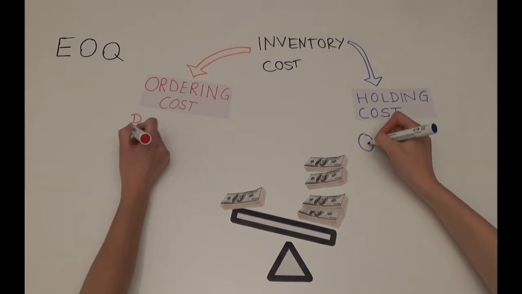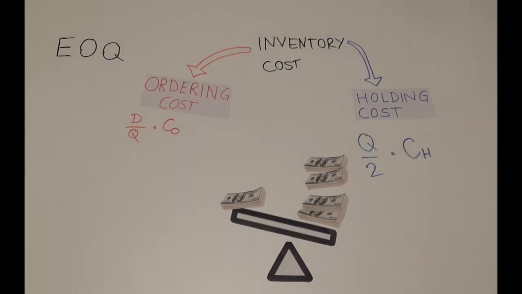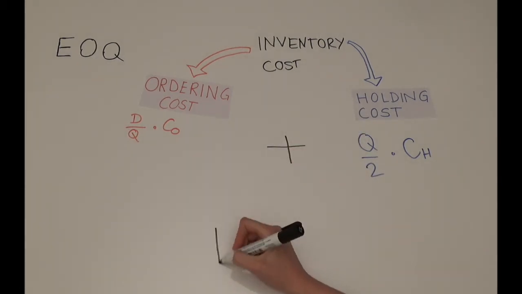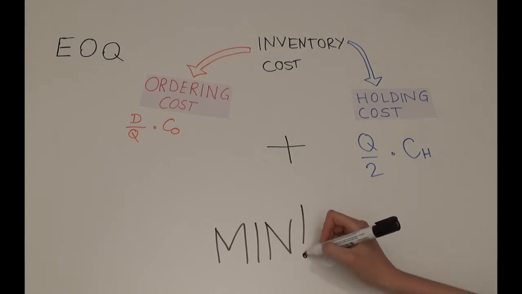The ordering costs are determined by the cost per order, CO, times the total number of orders, here presented as demand divided by the chosen order quantity Q. The holding costs are determined by the holding costs per unit per year, CH, times the average level of stock, described as Q divided by 2.